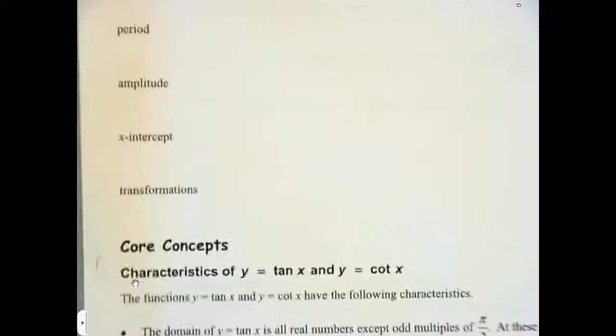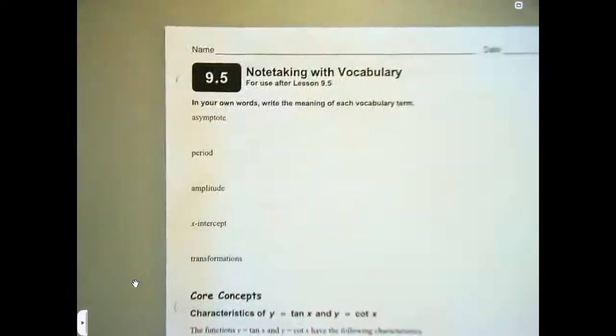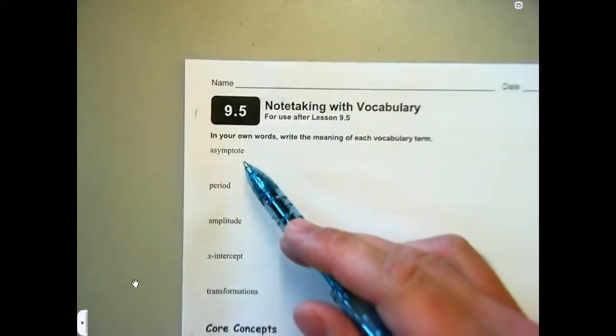Okay? Then we move on here. Next page. This again has characteristics. Oh, excuse me, this was page 264. That's the previous page. It also has your vocab terms up there that you can define.